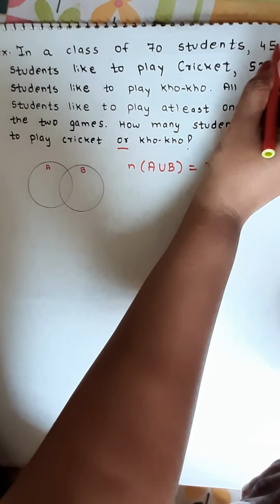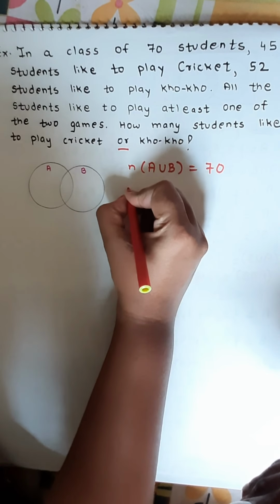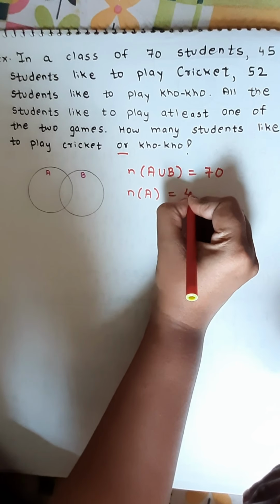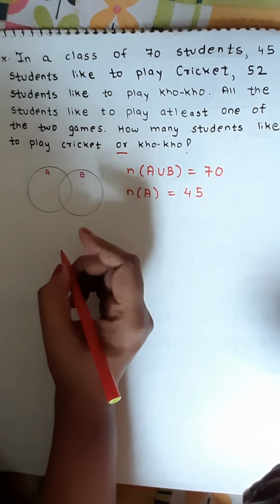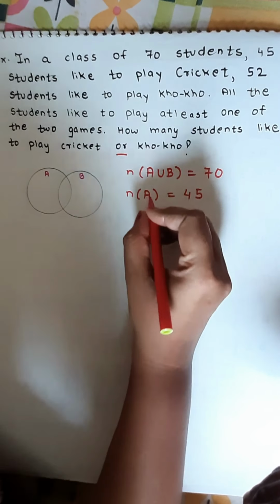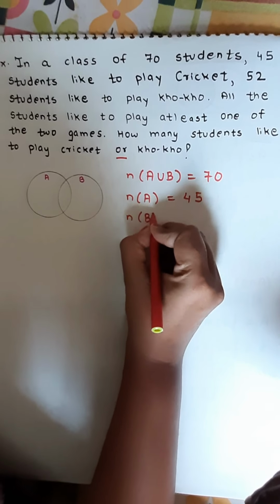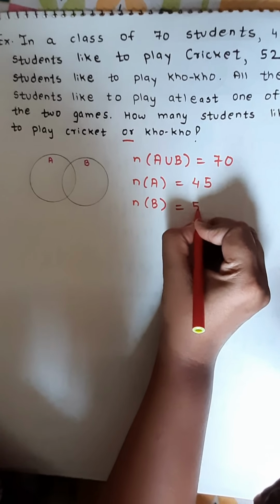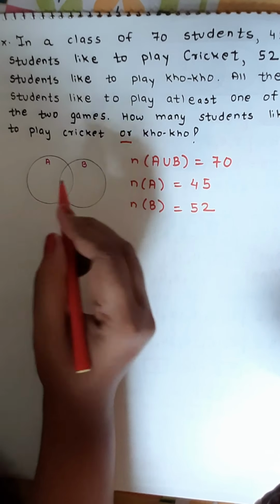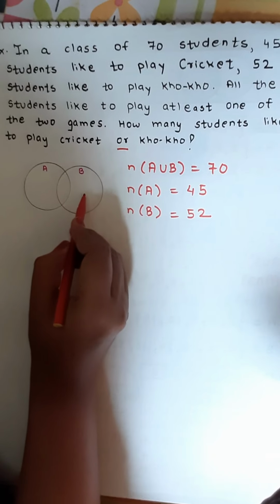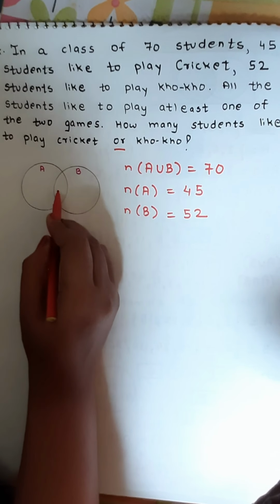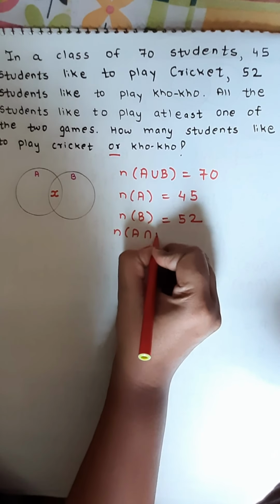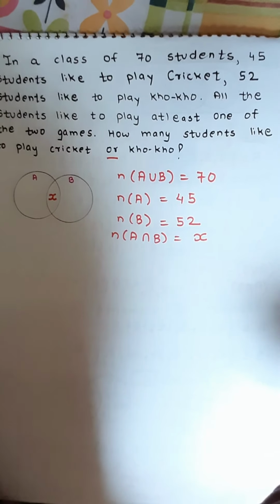Now out of that there are 45 who like to play cricket. So we'll symbolize cricket as A. Number of students who like to play cricket, n of A, is equal to 45. Now there are students who like to play Kho-Kho as well. So let us symbolize that B. Number of students who like to play Kho-Kho is equal to 52. Now how many students like to play both? That means we want to find the intersection, the common part, that we don't know. So let n of A intersection B be equal to x, because we don't know.